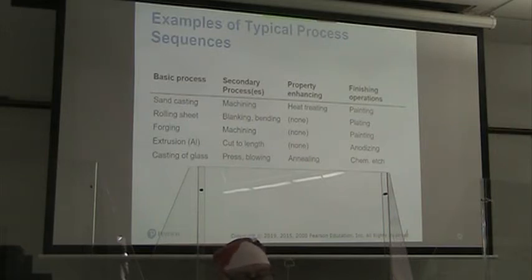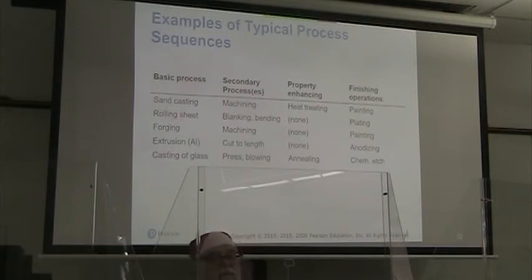And then the last example is casting of glass, pressing or blowing it, annealing it, and then a chemical etch on the glass. Okay, well, these are typical process sequences. By no means is this all-inclusive.